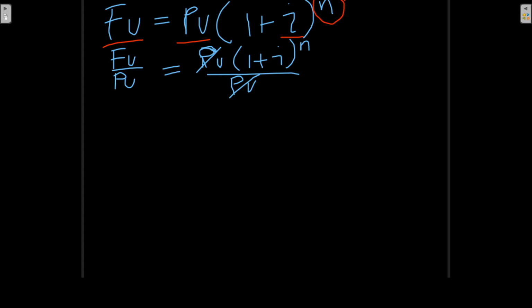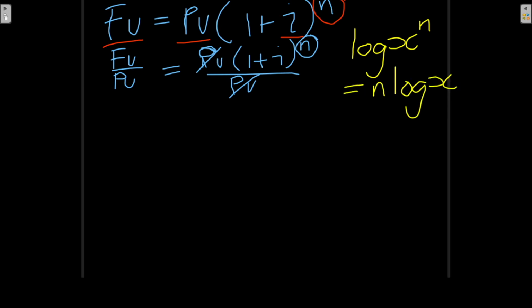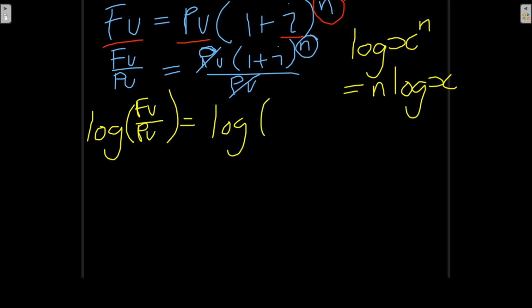And the next thing that we would like to do is we would like this n to be on what I call ground level. So we don't want it to be an exponent, we want it to be written on ground level. So we're going to make use of one of the rules of logs, and we know this rule, that the log of x to the n is the same as n log x. Okay, so we're going to make use of that rule, and I'm going to take the log on the left and the log on the right.